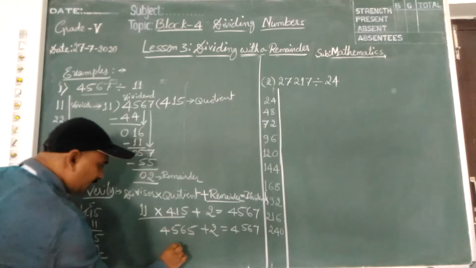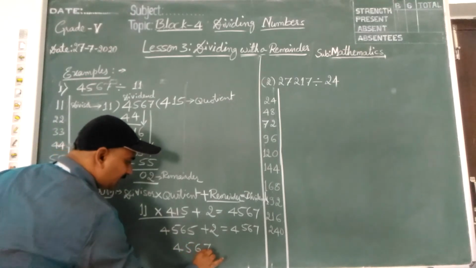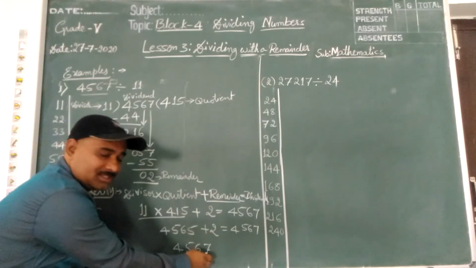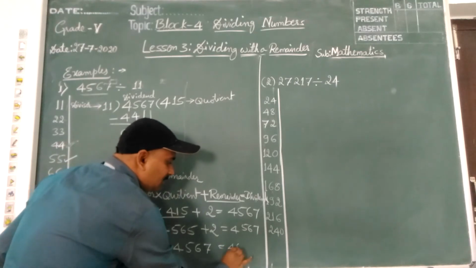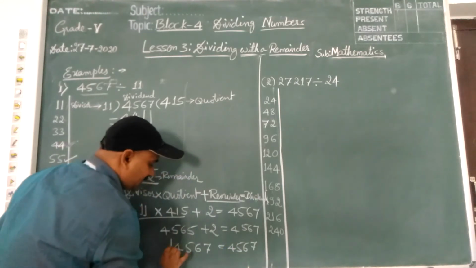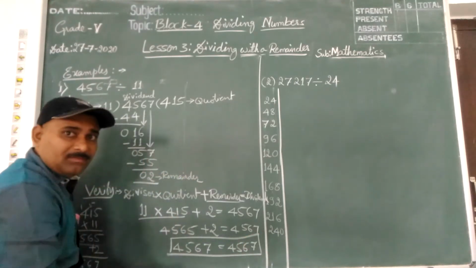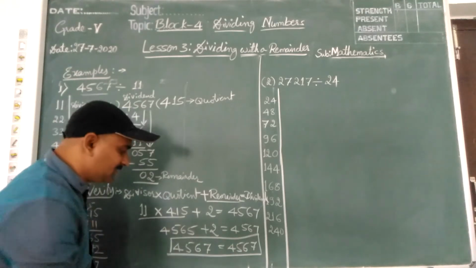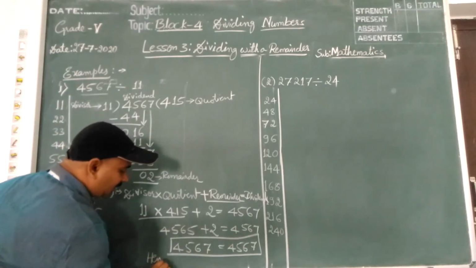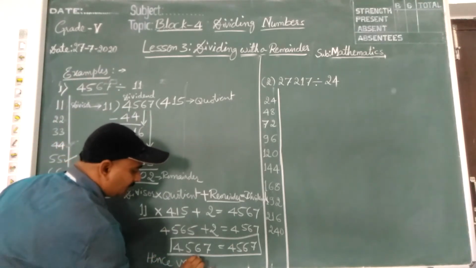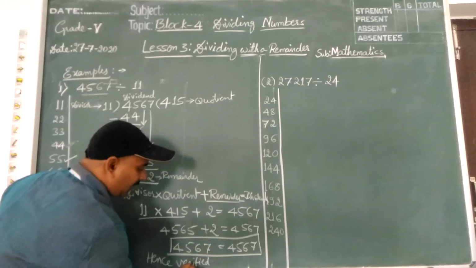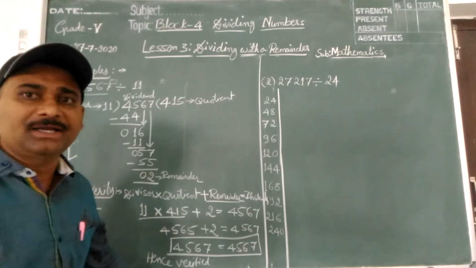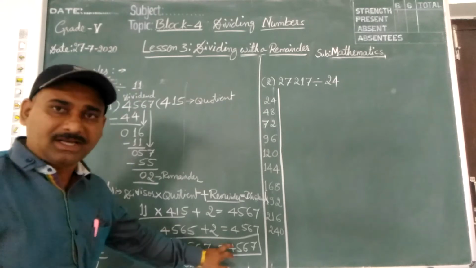So 4567 is what I got here, children. Both sides you got the same answer, which means you are correct. Hence verified. You are correct.